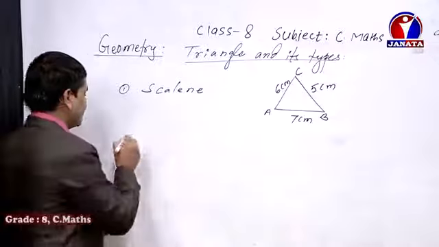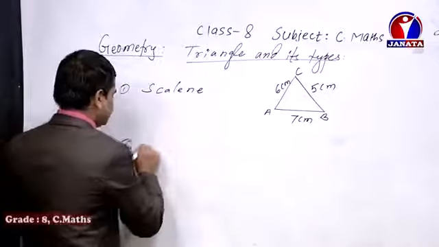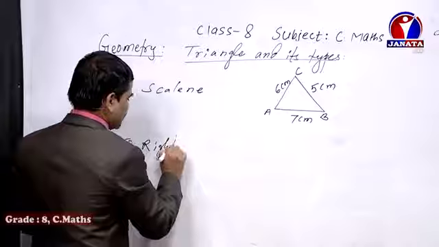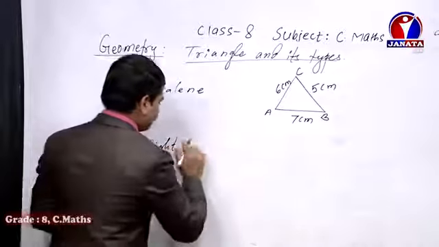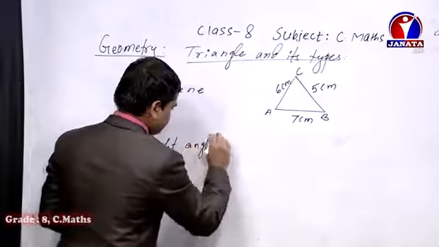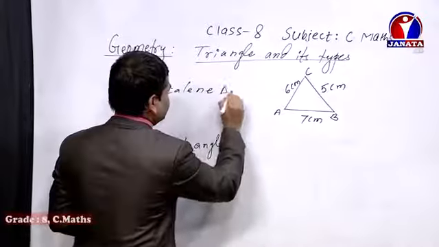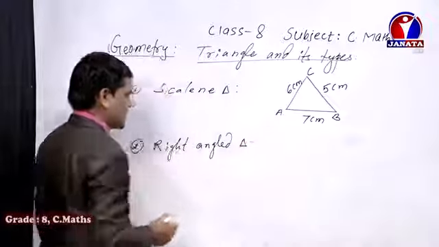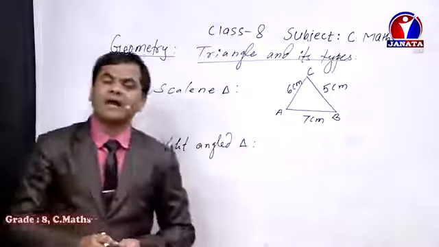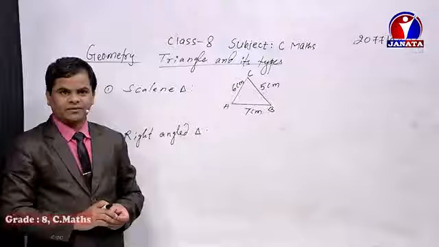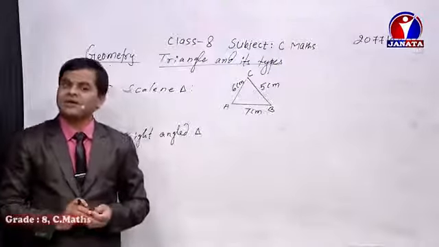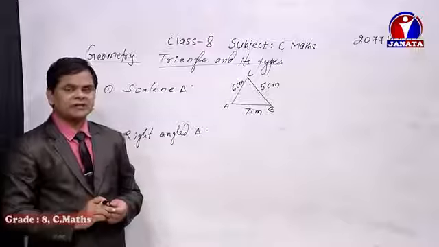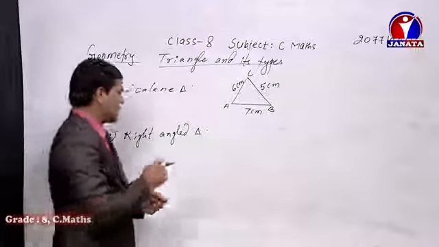Another one, dear students, let's take the right angle triangle. You know about this triangle. This is a scalene triangle, and also a right angle triangle. A triangle having one angle of 90 degree. Among those three angles of the triangle, if one angle is of 90 degree, that type of triangle is known as a right angle triangle, dear friends.